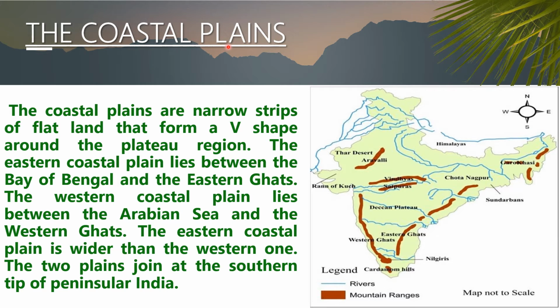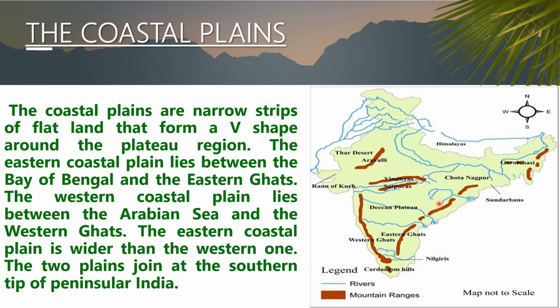Then the coastal plain. The coastal plains are narrow strips of flat land that form a V shape around the plateau region. Here are the Eastern Ghats, here the Western Ghats, and the Deccan Plateau. Look at this picture. Here is the Deccan Plateau, then the Thar desert is here. The Himalayas are here. These are the Vindhya and Satpura ranges and the Deccan Plateau is here.